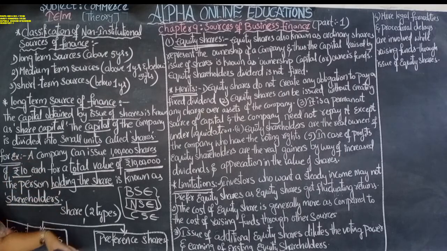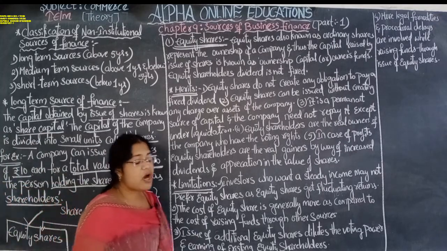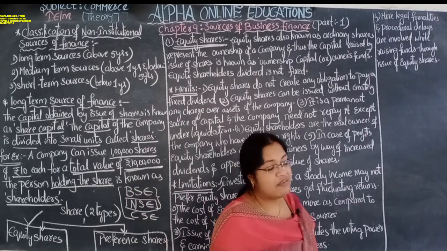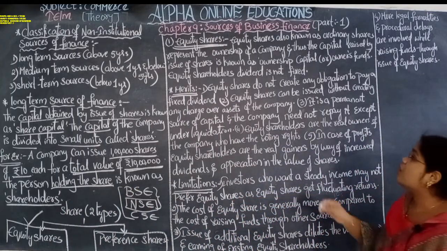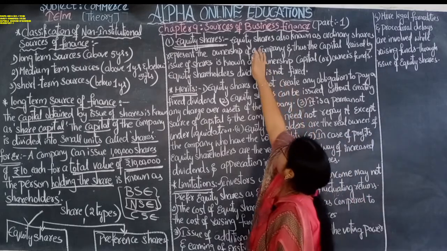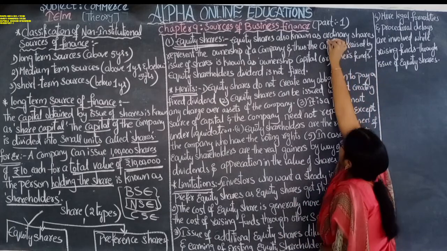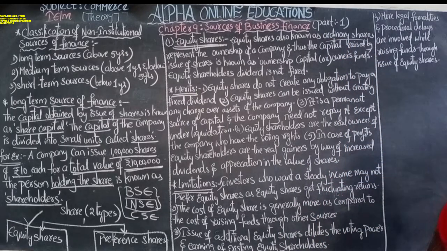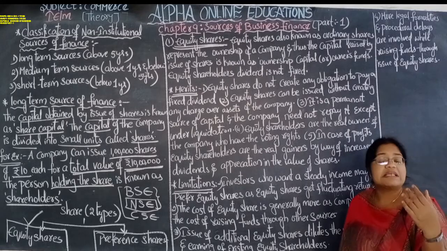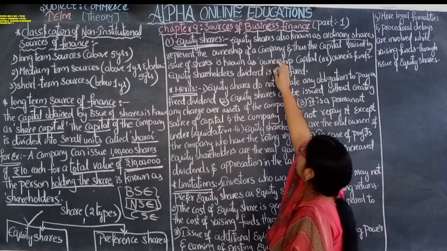In this session we are going to discuss the equity shares with their merits and demerits or limitations, that is, advantages and disadvantages of equity shares. Equity shares are also known as ordinary shares. Why are we calling it ordinary shares? It represents the ownership of the company.